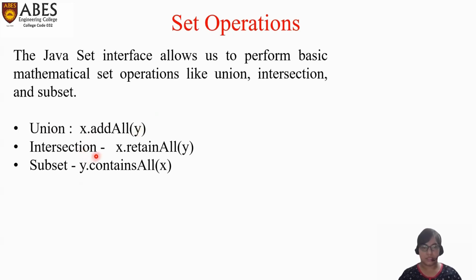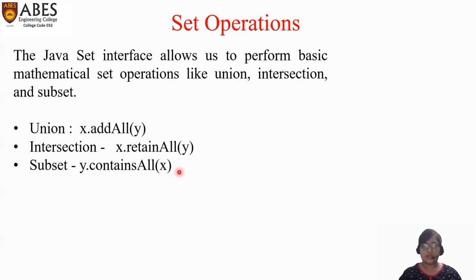Next we have the intersection method. For X and Y sets, we can get the intersection of the two sets with the help of this method, that is, X.retainAll(Y). Then we have subset. We can check if Y is a subset of X or not. To perform this operation, we can use it like this: X.containsAll(Y). In this way, you can perform different mathematical operations on sets.